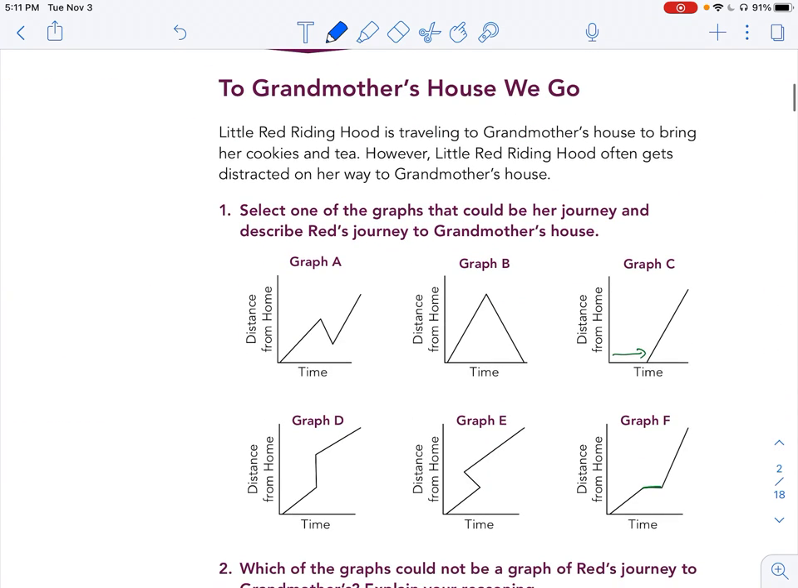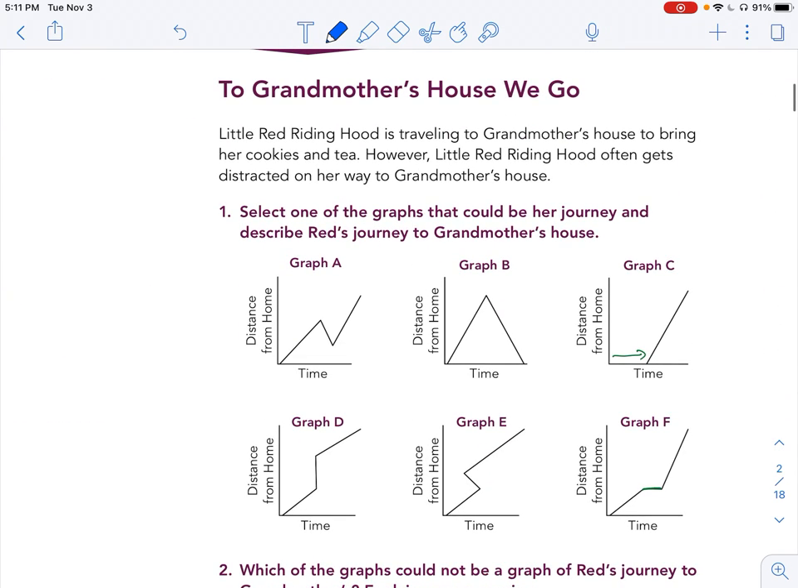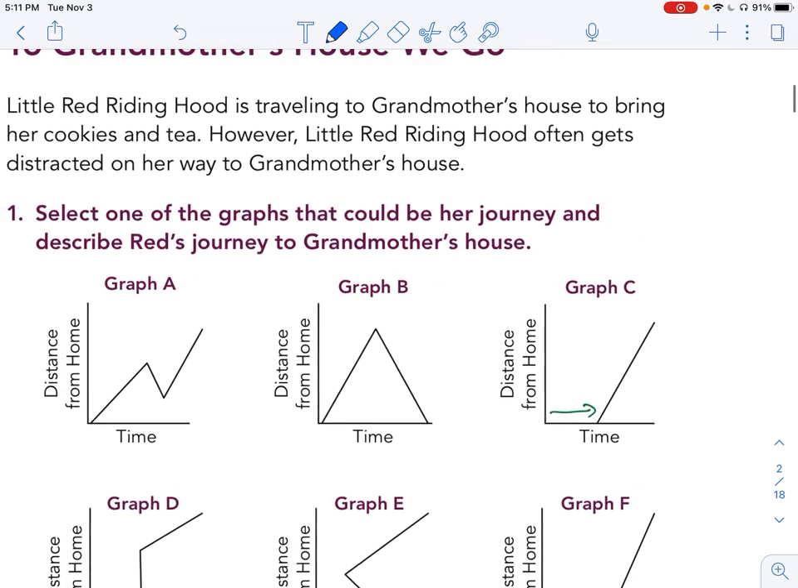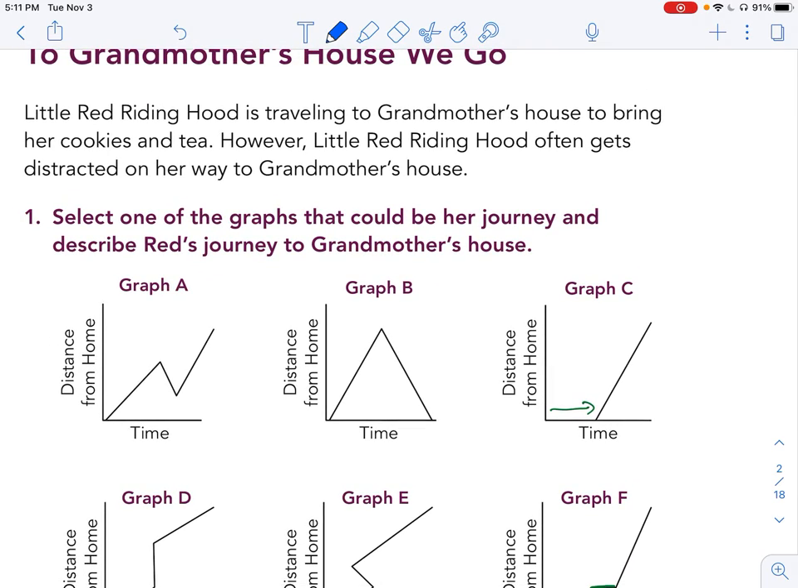Okay. Grandmother's house we go. So Little Red Riding Hood is traveling to Grandma's house to bring her cookies and tea. However, Little Red Riding Hood often gets distracted on her way to Grandma's house. So what we're going to do on this next part is select one of the graphs that could be her journey and describe Red's journey to Grandmother's house.